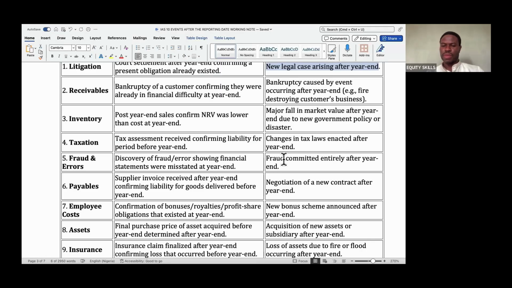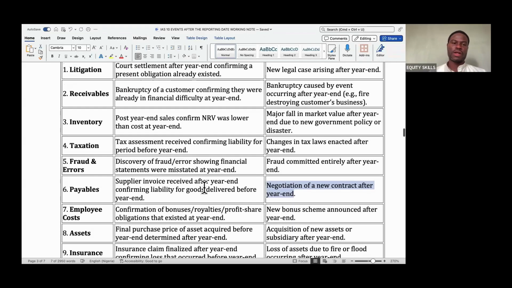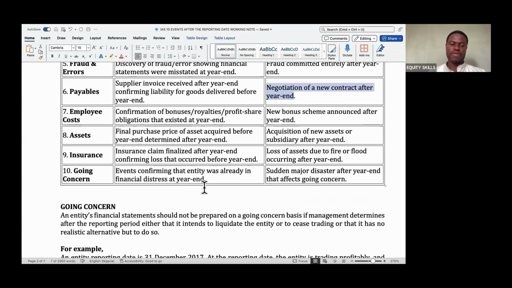You will see that the non-adjusting ones are things that occurred after the end of the year, like fraud that occurred after the end, or a contract that came up after the end. We are talking about new transactions and new events, not events showing that this thing has been happening. It's not an event confirming that this was the case at the end of the year. Those are adjusting events.